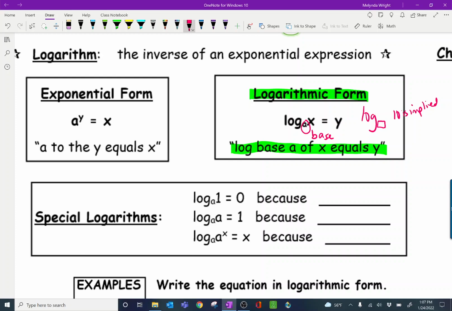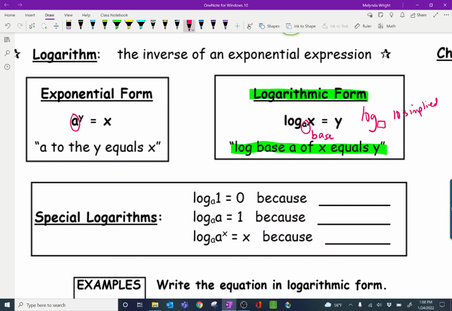So how does that relate to exponential form? They're actually kind of cool. We can go back and forth between logarithmic and exponential form, and we can turn one into the other. If you want to compare, this a is the same as this a. Those are the same numbers. So the base of the logarithm is the base of the exponential.